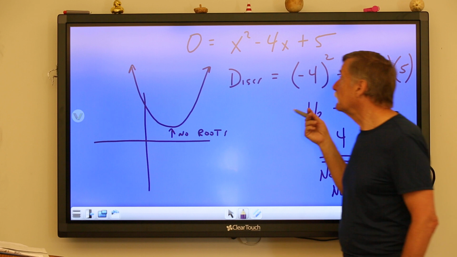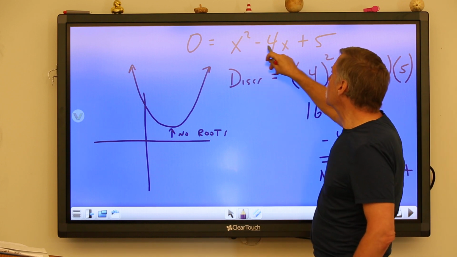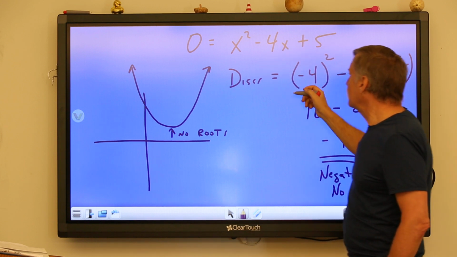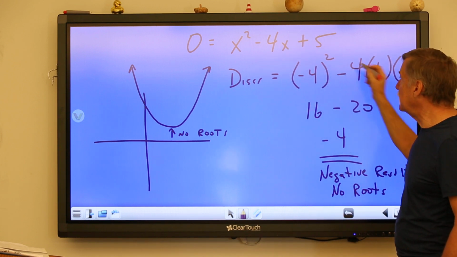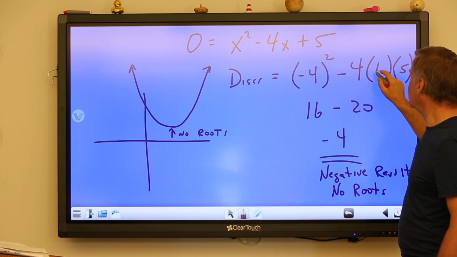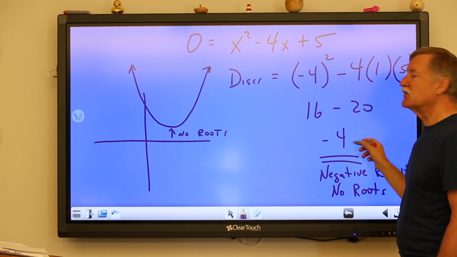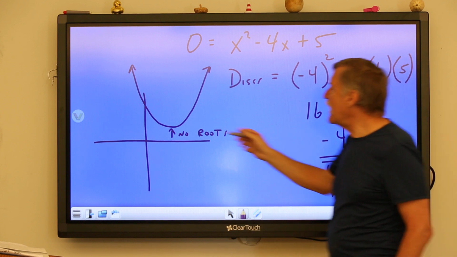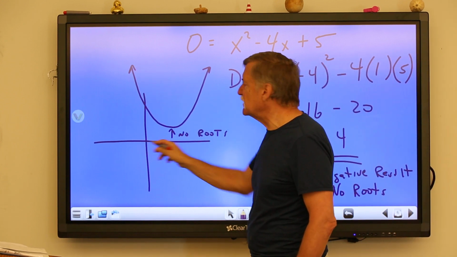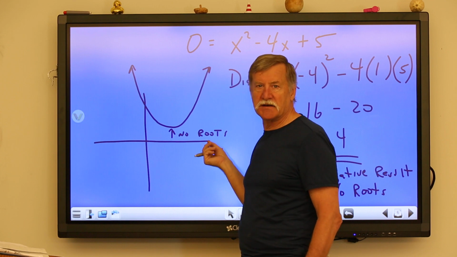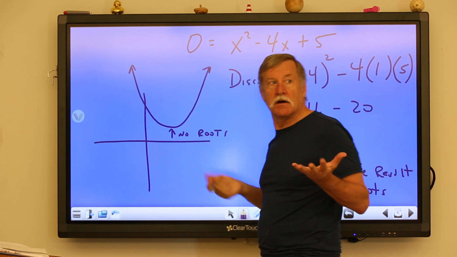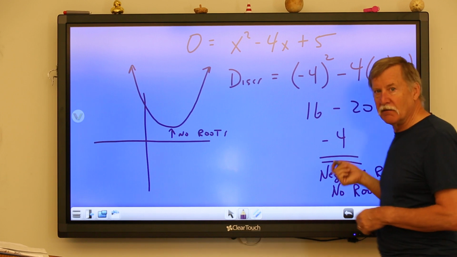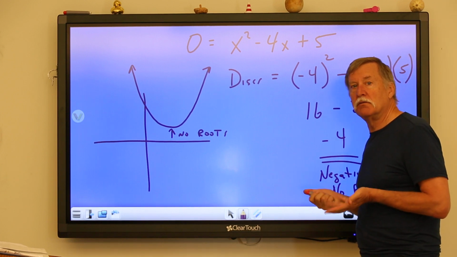Let's look at our other example. X squared minus 4x plus 5. We do the discriminant formula, b squared minus 4ac, and get 16 minus 4 times 5, which is 20. The discriminant here is negative 4. All right? If we were to graph this, it would look like this, and we would see that the graph of this does not touch the x-axis, and therefore there are no roots. And so what do you know? When the discriminant is negative, there are no roots.